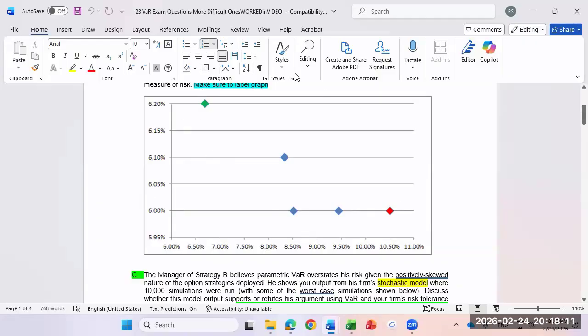We do a lot of graphs like this. You don't have to use standard deviation.